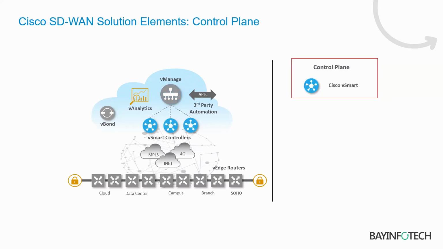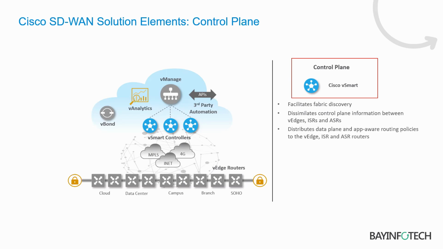Now, Cisco vSmart controllers are the scale-out control plane functions of the Cisco SD-WAN fabric. vSmart controllers facilitate fabric discovery by running the Overlay Management Protocol, OMP, between themselves and between the vEdge routers. Together with vEdge routers, vSmart controllers act as a distribution system for the pertinent information required to establish the data plane connectivity directly between the vEdge routers.